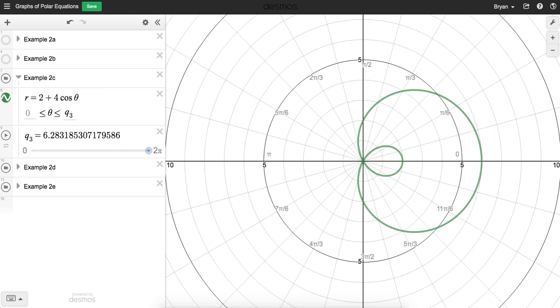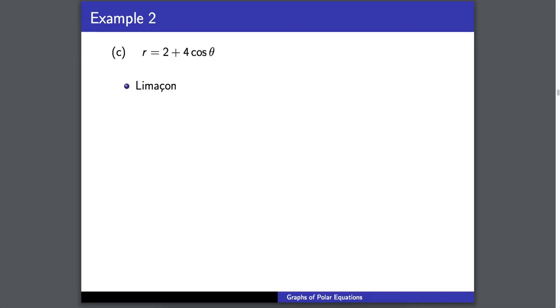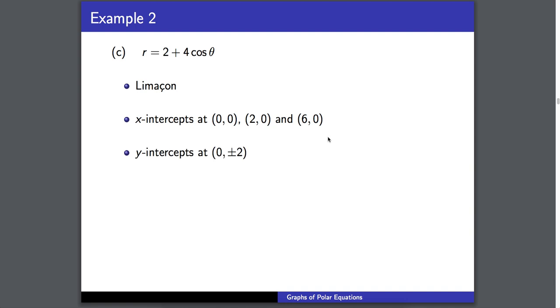So this graph here is also called a limacon. In this case, we have an inner loop. We pressed inward a little bit more than we did in the last one. Our x-intercepts are at (0, 0), the pole or the origin, (2, 0), and (6, 0). And our y-intercepts are at (0, ±2). Our inner loop diameter, as we saw, was 2, and our outer loop diameter was 6.